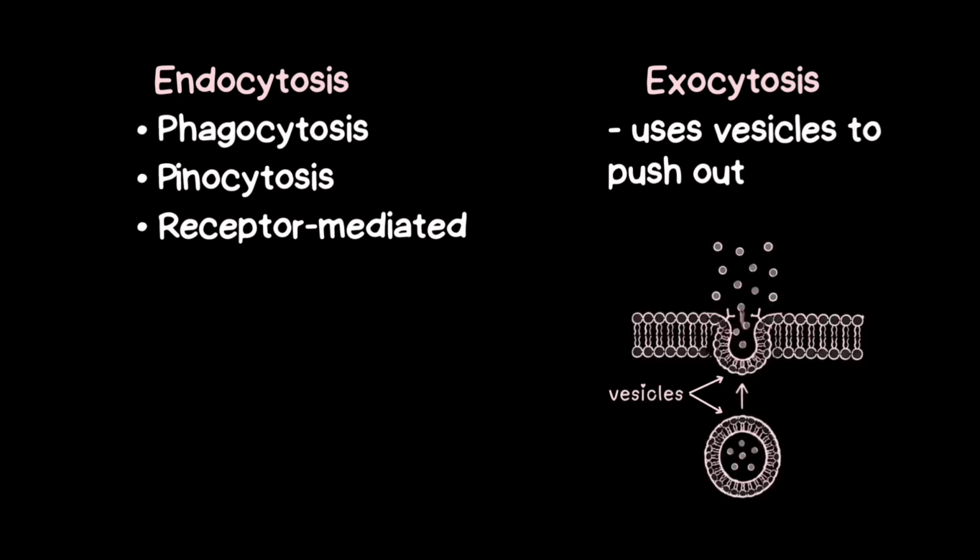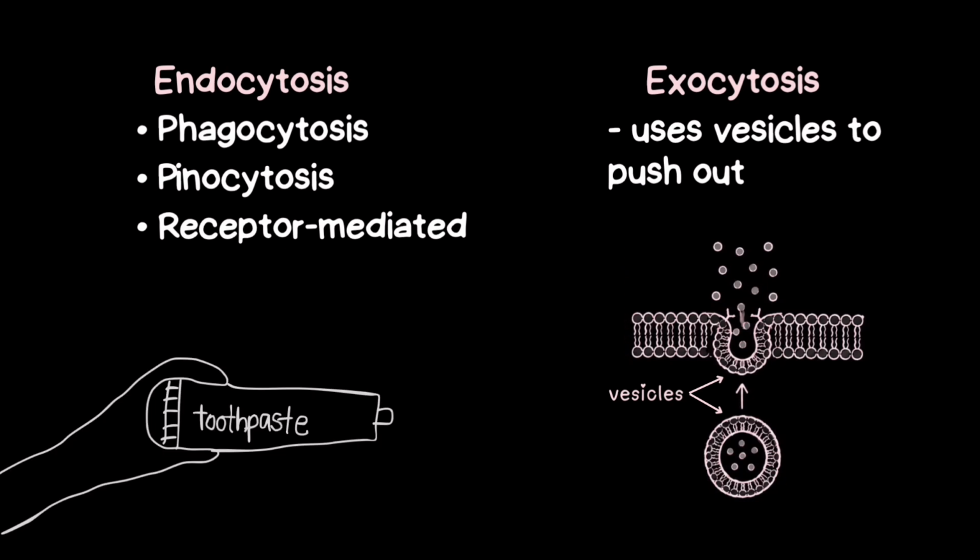Exocytosis is when the cell uses vesicles to push substances out of the cell. It's like squeezing toothpaste out of a tube. The toothpaste moves from inside to outside, similar to how substances leave the cell. So, vesicular transport helps move large materials that cannot simply pass through the cell membrane.